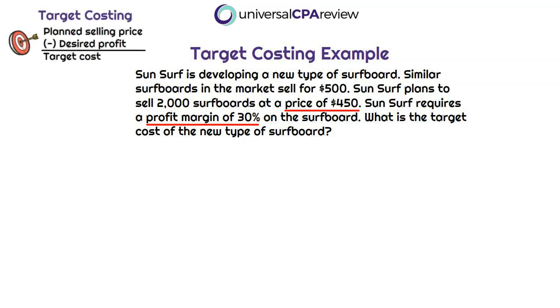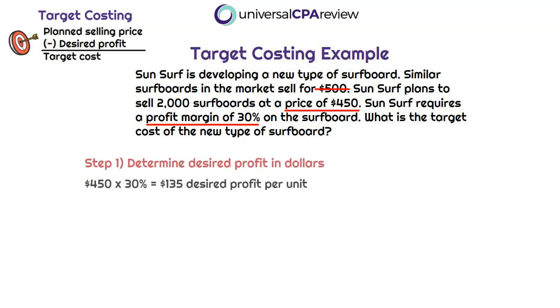So if we look at the information we have versus our formula, well, the desired or planned selling price is going to be that $450. It's not the $500. For whatever reason, Sunsurf decided we're going to price our new surfboard just a little below the market price, which is going to end up being $450, right? So we have our planned selling price, that's $450. What we don't have is the desired profit in dollars. All we have is the desired profit margin of 30%.